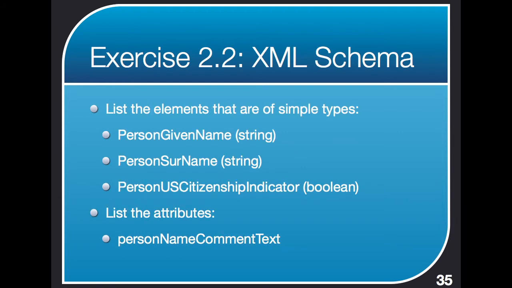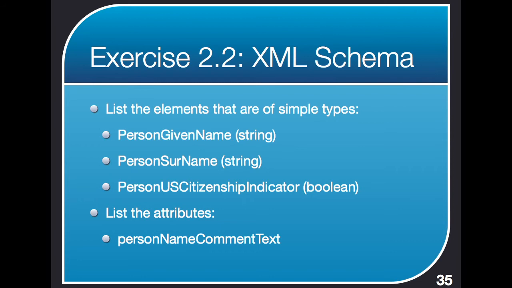So which elements are of simple type in that schema? Well, person given name is defined there as a string, person surname is defined as a string, and person U.S. citizenship indicator is there defined as a Boolean. Those are all simple types. So those are the three: person given name, person surname, and person U.S. citizenship indicator.